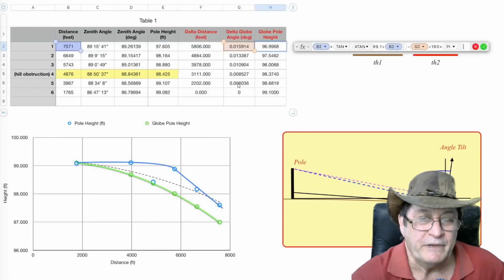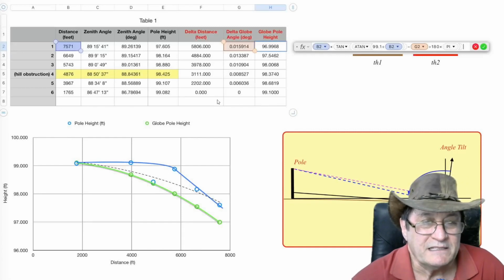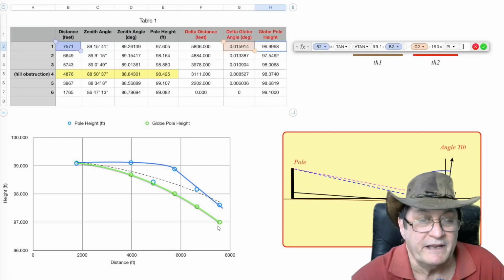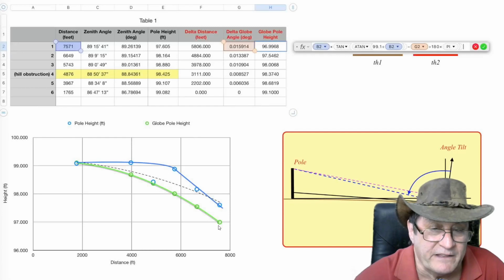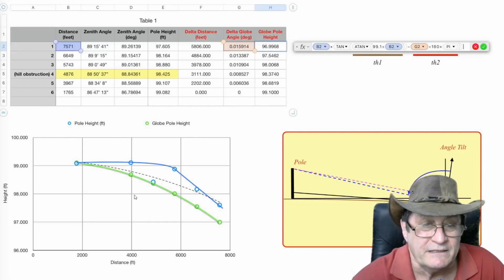Now he's done another bit of jiggery pokery like he normally does, and he's drawn his globe pole height as this green line down there, while at the same time acknowledging that he left out the drop and it really should be closer to the dotted line, but it doesn't matter.